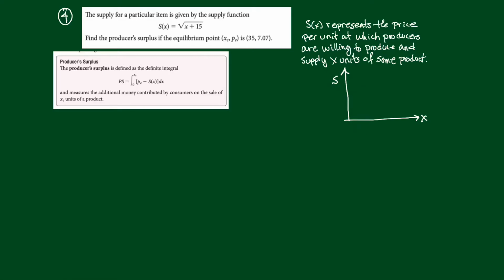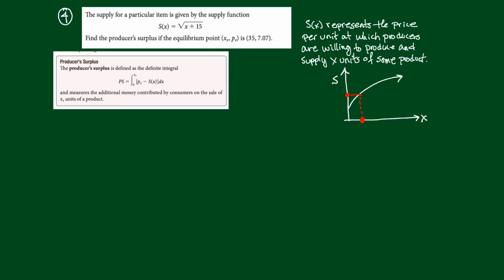And the square root function looks like this. Just a general square root function. And what we're saying here is that if the price is this much right here, say, then follow it over and down, at that price this manufacturer or supplier is willing to produce and put on the market this many units of some product. I'll draw that in here. So if the price is this much right here, follow it over and down, the producer is willing to put on the market this many units of that product.